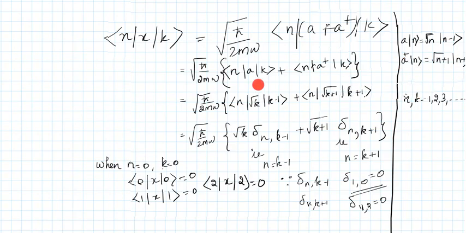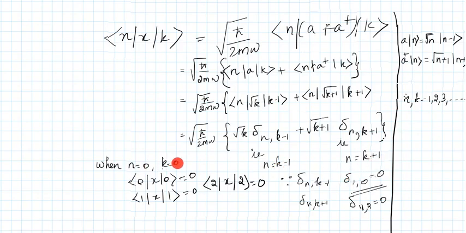Substituting this, A operating on |k⟩ will give root of k into |k minus 1⟩. A dagger operating on |k⟩ will give root of k plus 1 into |k plus 1⟩. Using the orthonormal condition, you can take the root of k outside, and you will get ⟨n|k minus 1⟩. So this bracket notation will be 1 only when n equals k minus 1, and this bracket notation will be 1 when n equals k plus 1. So when n equals k, that is when n equals 0, k equals 0, this value will become 0. So the diagonal elements will be 0.